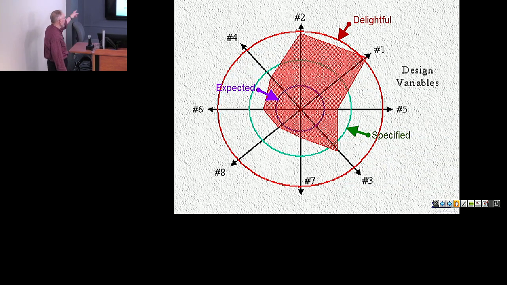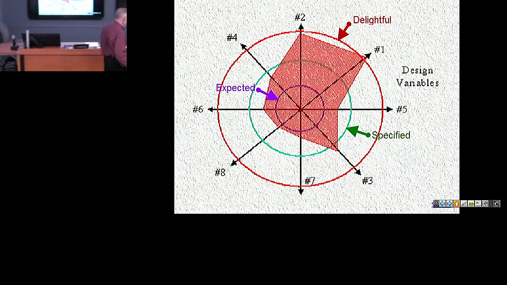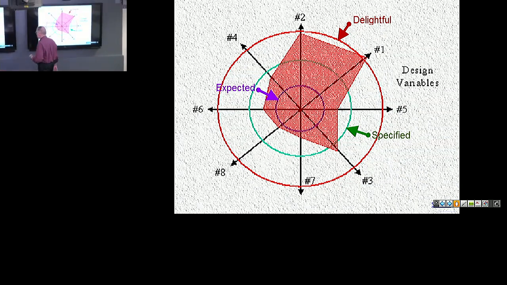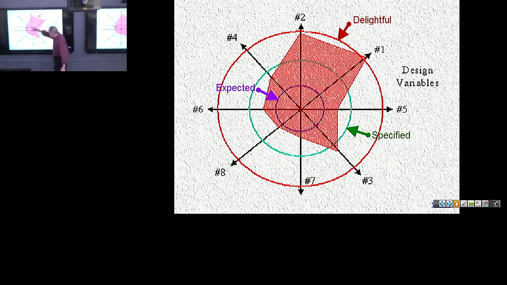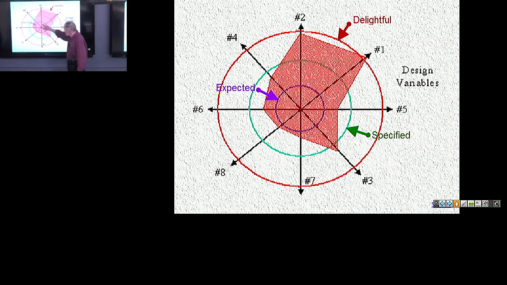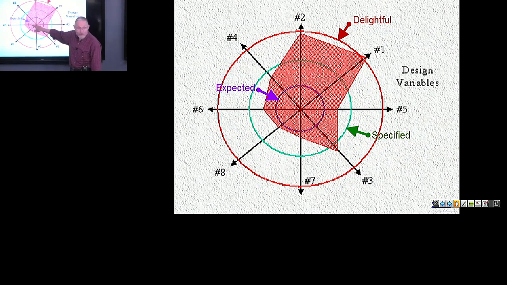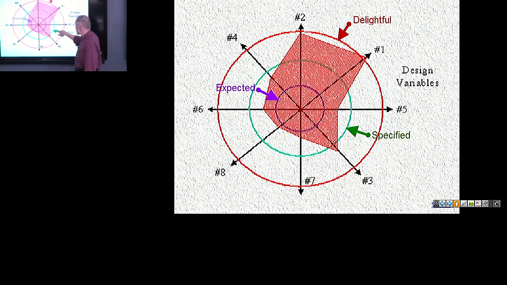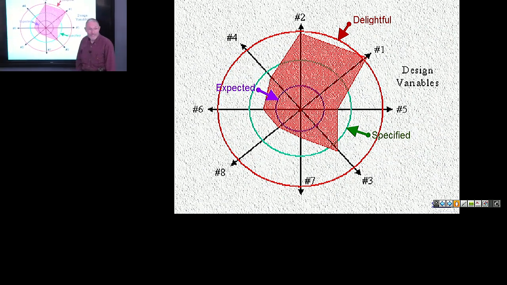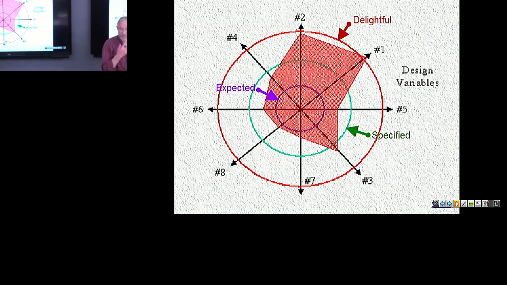So the way this works then is that for the expected, which is the purple line there, you better meet all those requirements. For the specified, and these, by the way, are different variables, right? So for the specified, you want to try to meet as many of those as you can. But then the question is, out of all the possible delightful variables, which ones are you going to add to your service or your product?